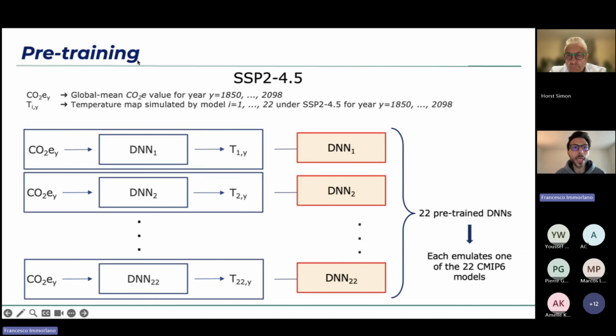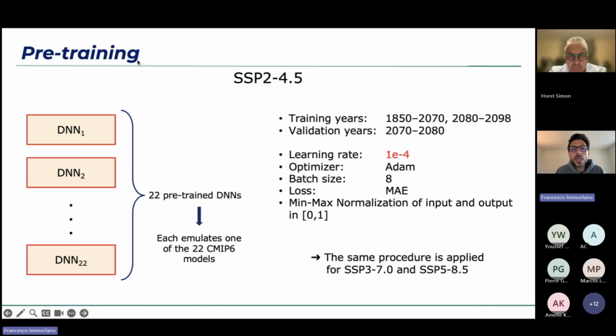SSP245 we are considering. These are the hyperparameters, and in particular the training years are from 1850 to 2098, reserving the validation years between 2070 and 2080 for validation purposes. The learning rate is 10 to the minus 4, and these are the other hyperparameters. Of course, the same procedure is applied for the other two SSPs.